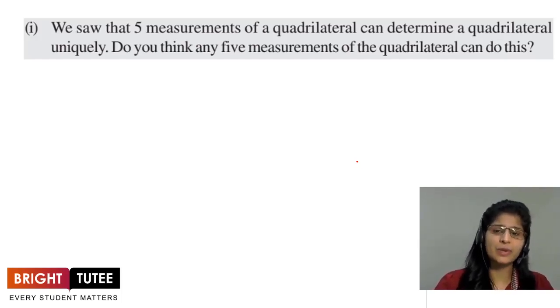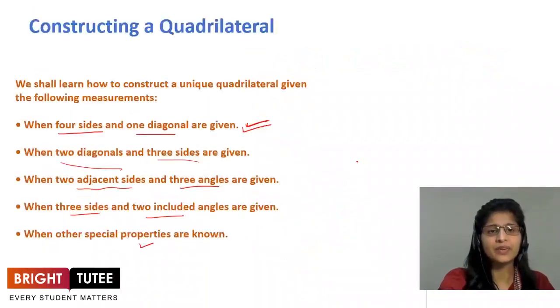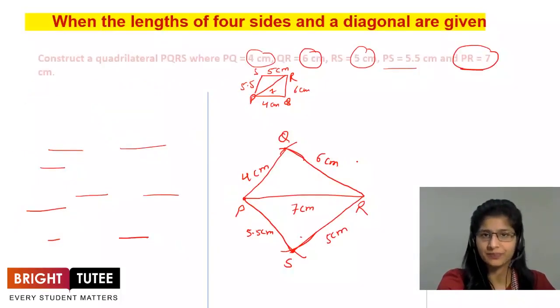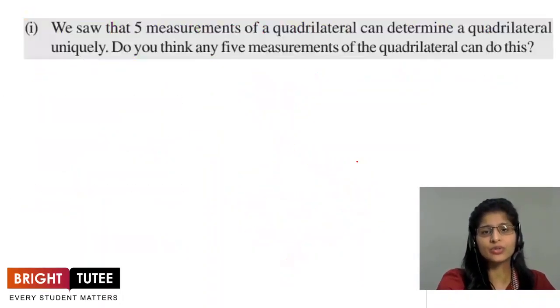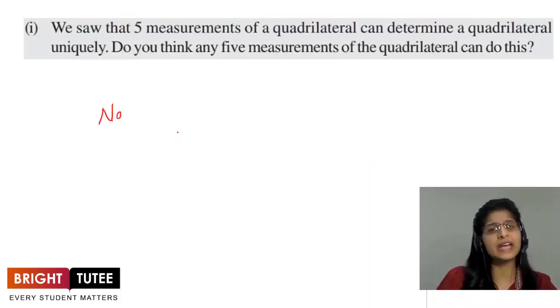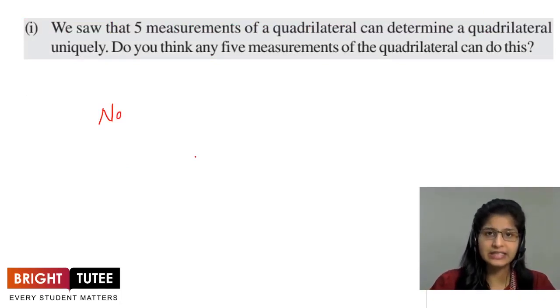Not any 5 measurements. We have already discussed the steps, so these are the 5 conditions. When given, then only we would be able to construct a quadrilateral. Any 5 conditions will not help us. Clear? So what I am going to show you here is, the answer is no. Not any 5. Either we should be given one diagonal or 4 sides like this. And the reason you can get in the next part. Why is it so? Just see here.